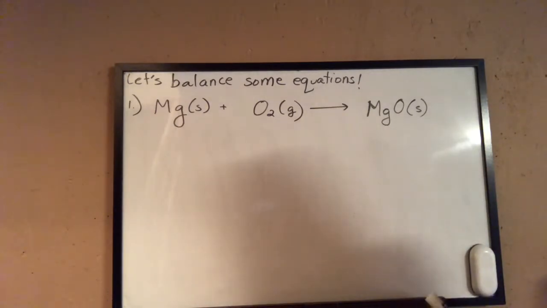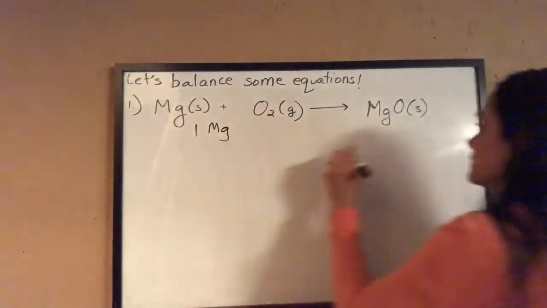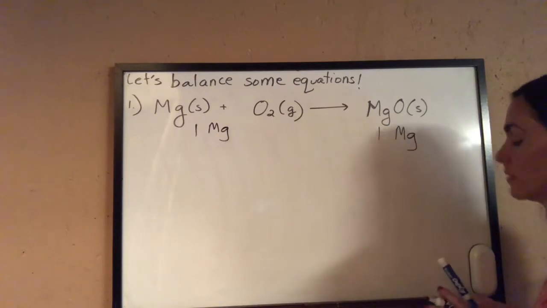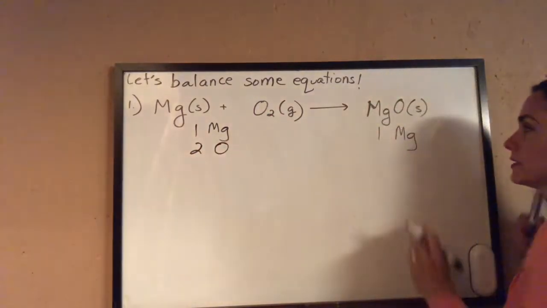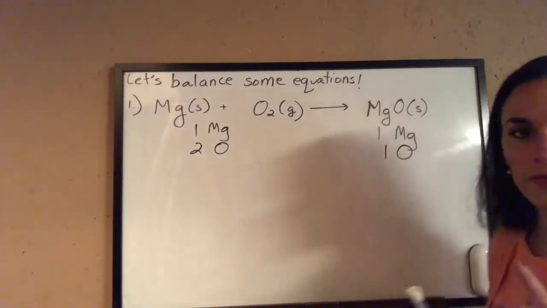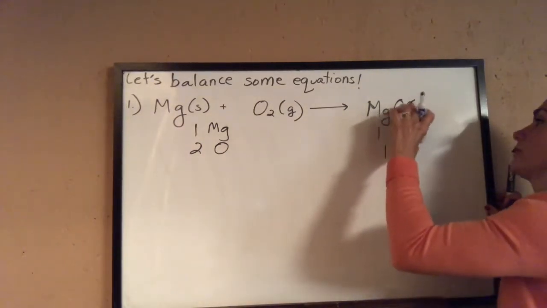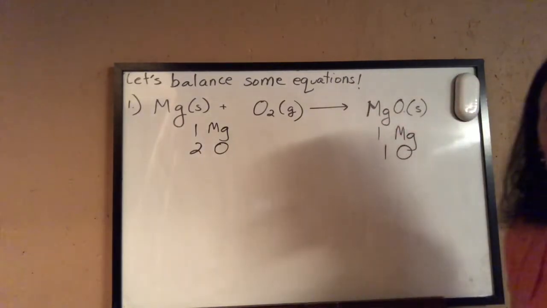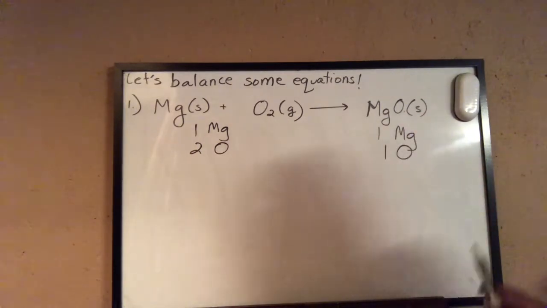All right, let's balance the equation. We have 1 magnesium on the reactant side and 1 magnesium on the product side. So far, so good. We have 2 oxygens on the reactant side, but on the product side, we have only 1 oxygen. Now, you may be tempted to say, oh, well, can't I just put 2 there? No. That doesn't work that way. You cannot change the formula of magnesium oxide. That's not what magnesium oxide is. This is what it is. So you need to use the coefficient.